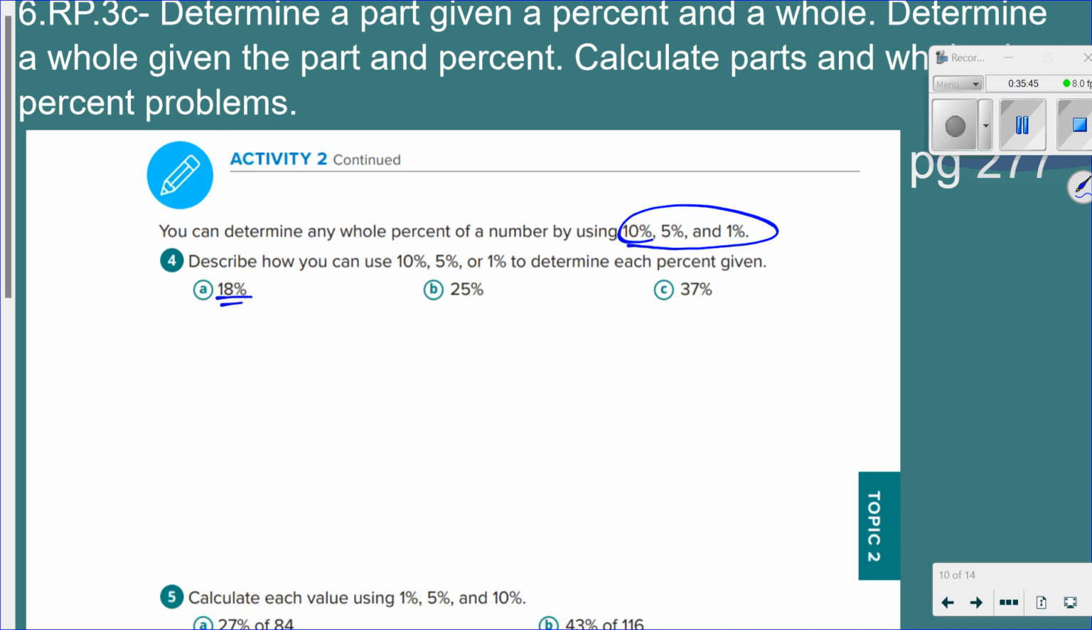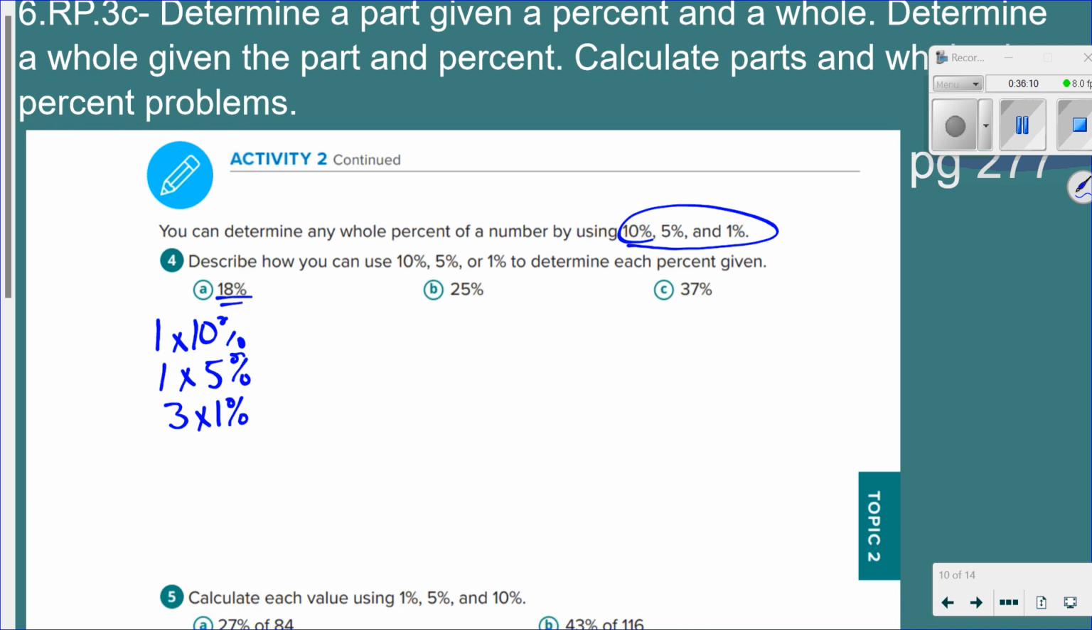So how many tens would I need to get to 18%? 1. So if I've used 10% already, that means I'm now at 8%. So how many fives do I need? 1. And how many 1% would I need? 3. So if I put those together, I now have 18%. Does that make sense? Okay.